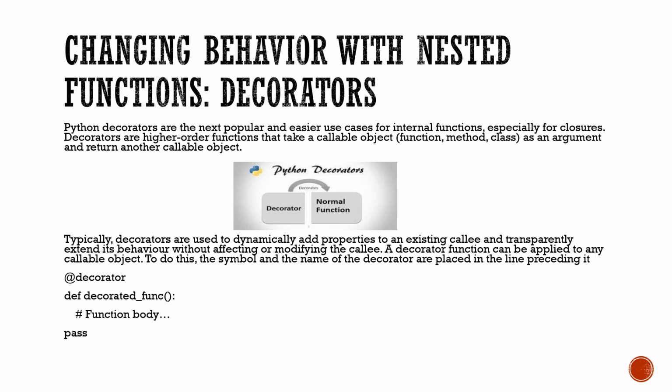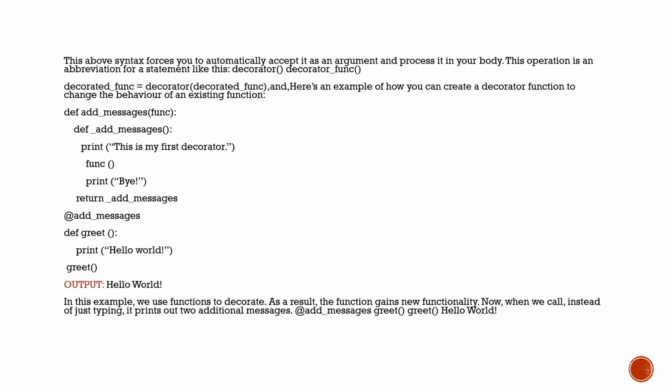A decorator function can be applied to any callable object. To do this, the symbol @ and the name of the decorator are placed in the line preceding it. The syntax is: @decorator, def decorated function, body pass. This syntax forces the decorator to automatically accept the function as an argument and process it in its body. This operation is an abbreviation for a statement like this: decorated function is equal to decorator of decorated function. And here is an example of how you can create a decorator function to change the behavior of an existing function.